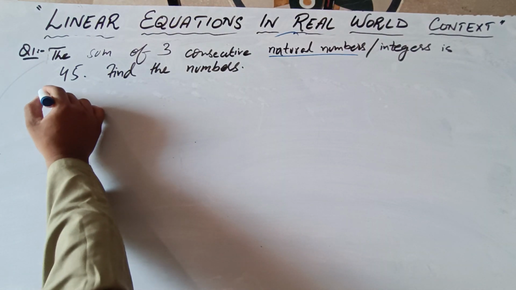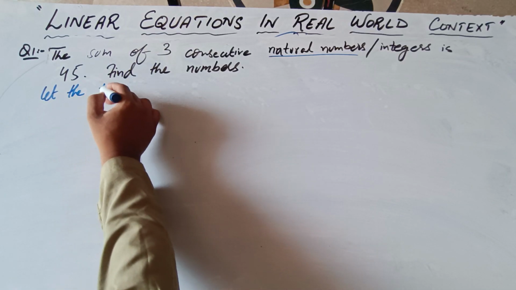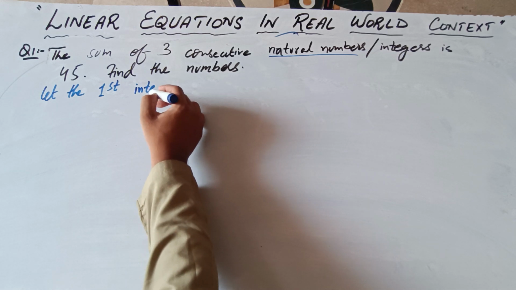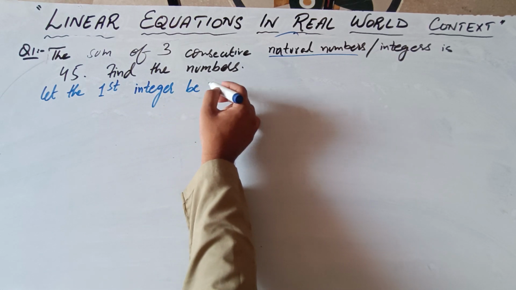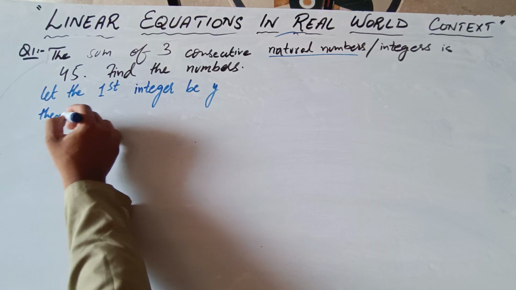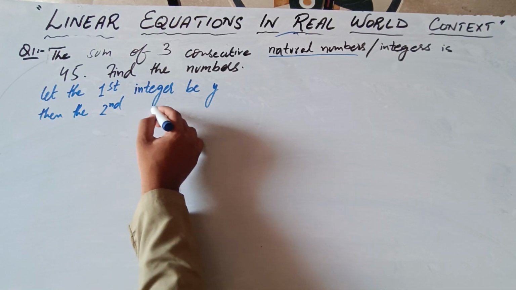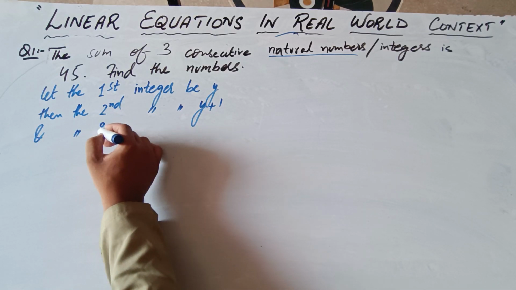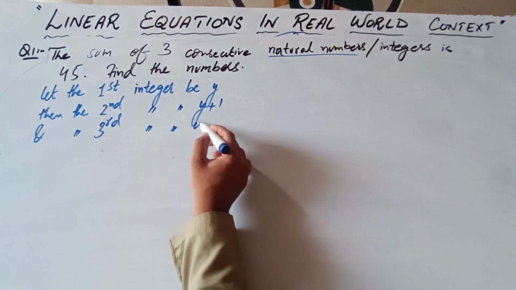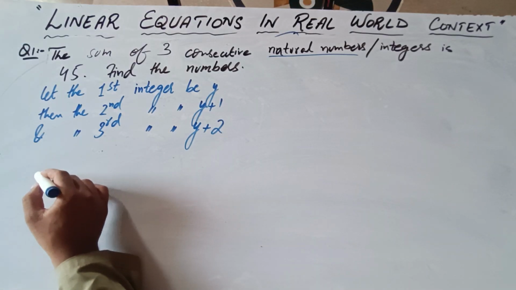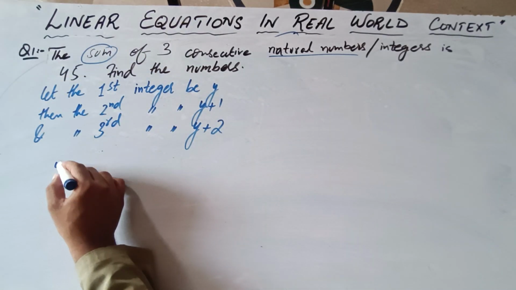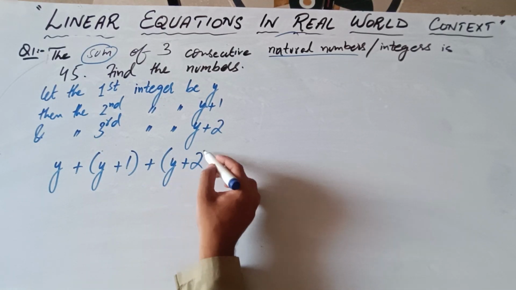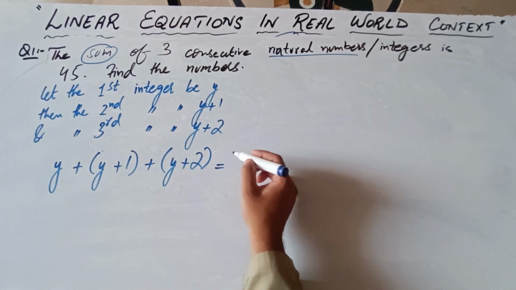So now let the first integer be y, then the second integer will be y + 1, and the third integer will be y + 2. Now, sum means plus: first integer plus second integer plus third integer is equal to 45.